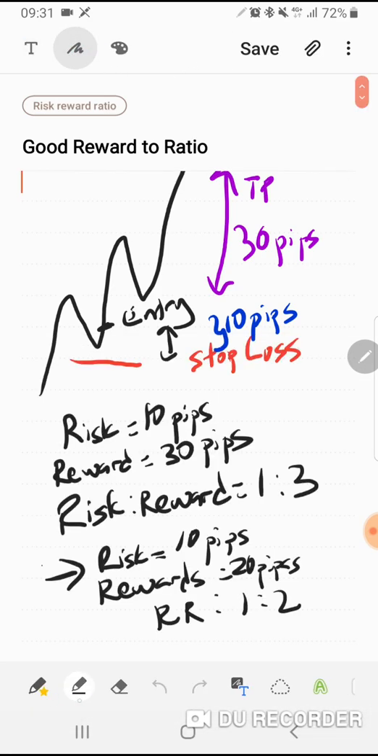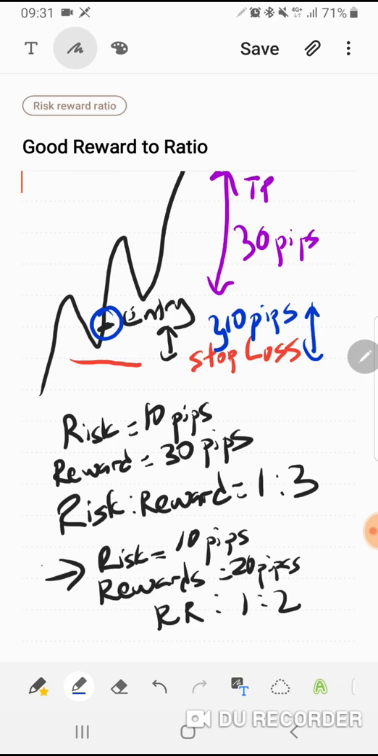Somewhere here, let's say you manage to catch the entry here, so you put your stop loss here, assuming this is on the daily candle, or H4. First you calculate your risk. This is the first step you should do. If you find the risk is only 10 pips, then you find the take profit.